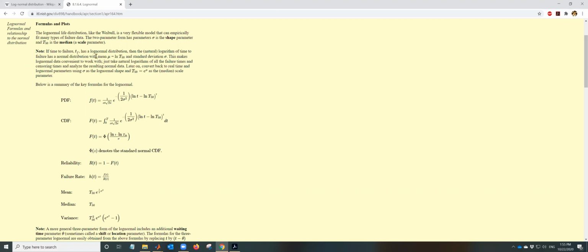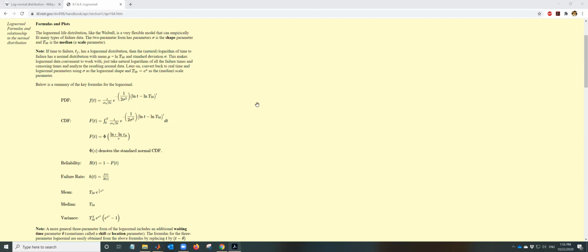Okay, so if time to failure TF has a log normal distribution, then the natural logarithm of time of failure has a normal distribution with mean mu equal to log T50 and a standard deviation sigma. If we assume mu equals log T50, this makes log normal data very convenient to work with. Just take the natural logarithm of all the failure times and censoring times and analyze the resulting normal data. Later on, convert it back to real time and log normal parameters, using sigma as the log normal shape and T50 equals exponential of mu as the median scale parameter. So T50 is actually a median scale parameter.